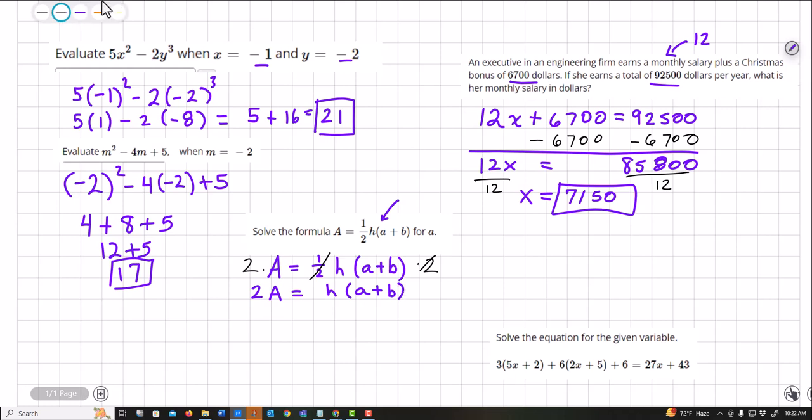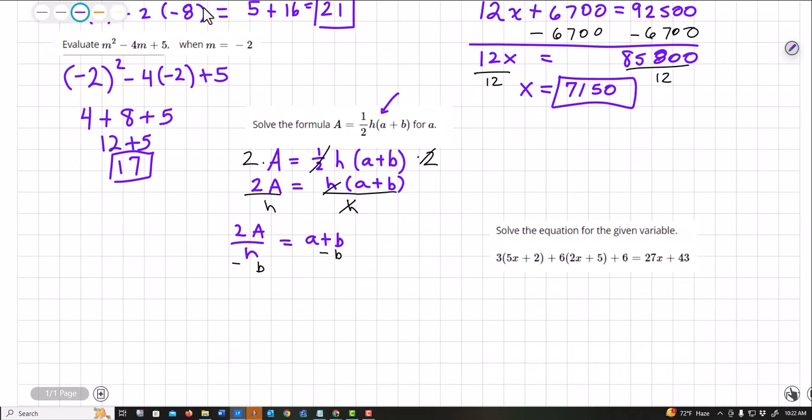Then I could divide both sides by h to get rid of that h. So I have 2A over h equals a plus b. And now I'm home free because all I have to do is subtract b from both sides to cancel that out. And I need to scroll. And so I get 2A over h minus b equals little a.